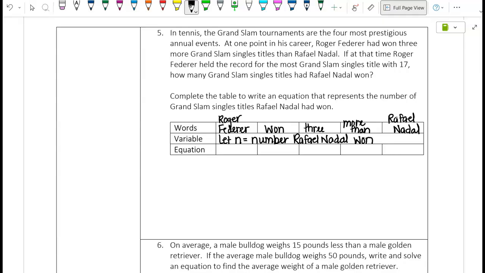We know how many Roger Federer won. We're trying to figure out how many Rafael Nadal won. So how many titles did Roger Federer win? Yeah, Roger Federer had 17. So where his name is, we're going to replace that with 17. He won 17 titles. And I know it doesn't say equals anywhere in our problem, but where we have 17 equals, because we want to see, we want to compare the two.